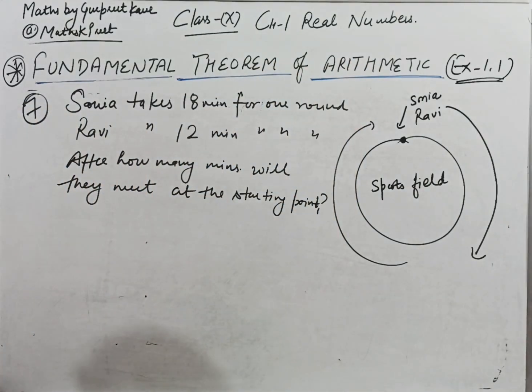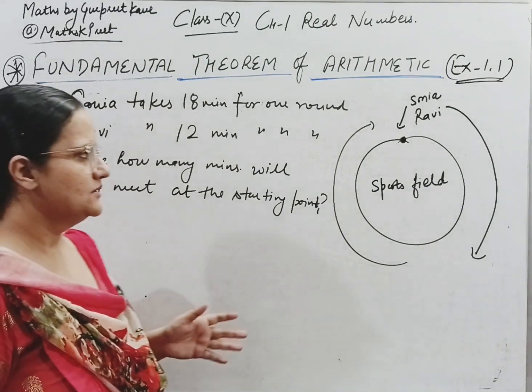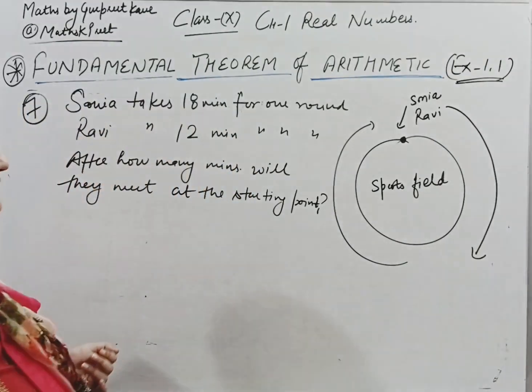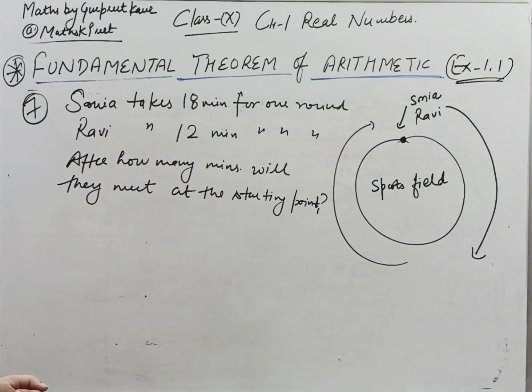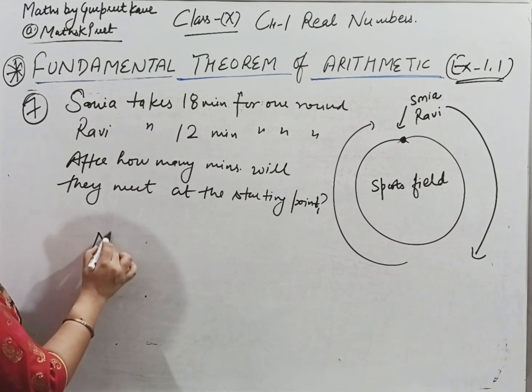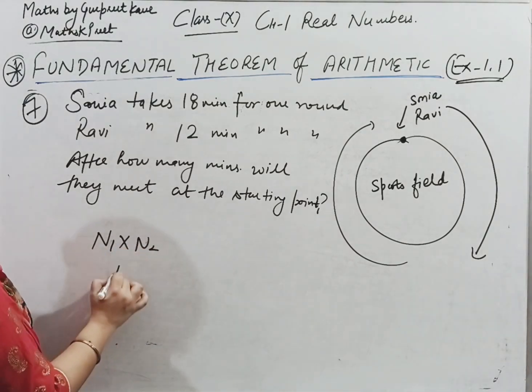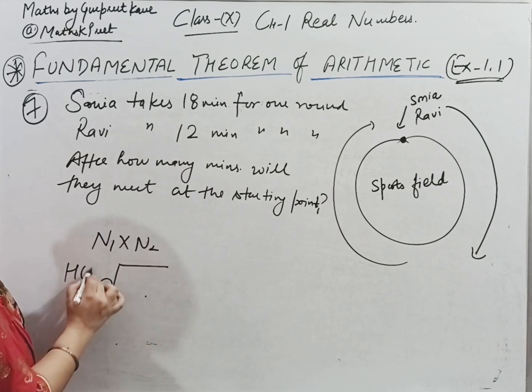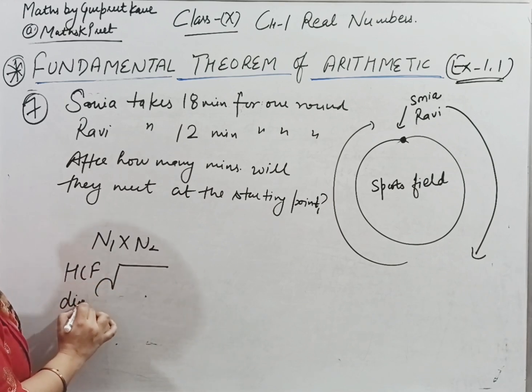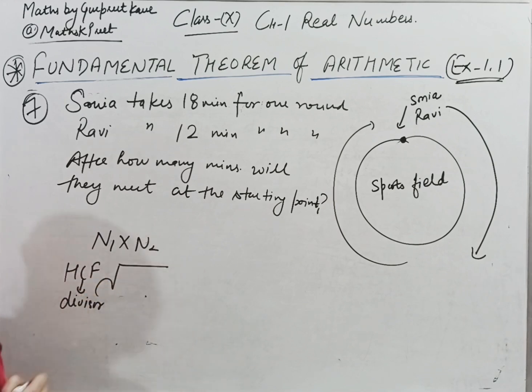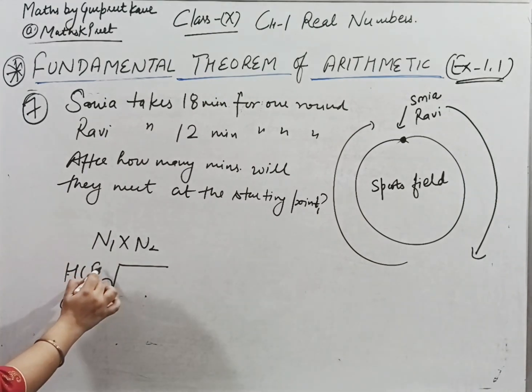Fine. The question is asking after how many minutes will they meet at the starting point. So we need to check the minutes where they will meet for the first time. We all know that when we have two numbers, the HCF will always give us some divisor. HCF is related to factor. Factor means HCF, highest common factor.